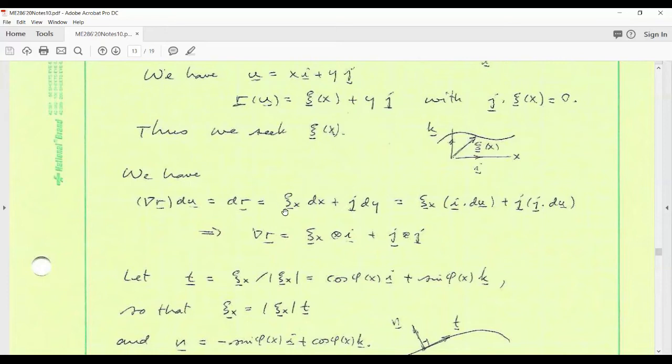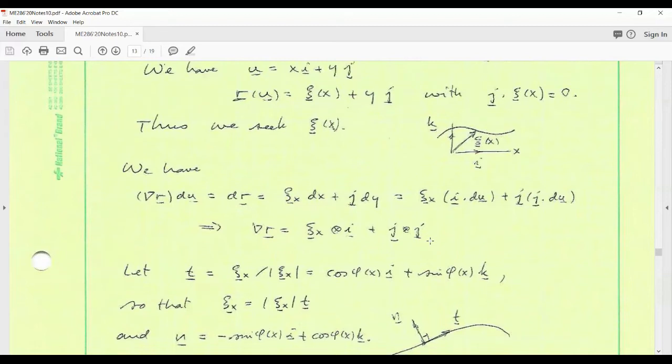I'm not going to use a prime here for dψ/dx, because throughout this discussion the prime means a through-thickness derivative of some field, for example capital K prime. dx, of course, is i dot du. dy is j dot du, so we can extract a tensor from this. And here's grad r.